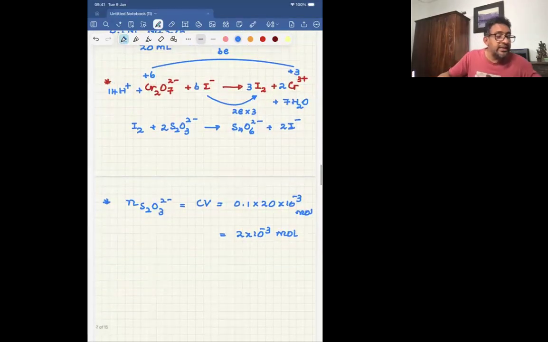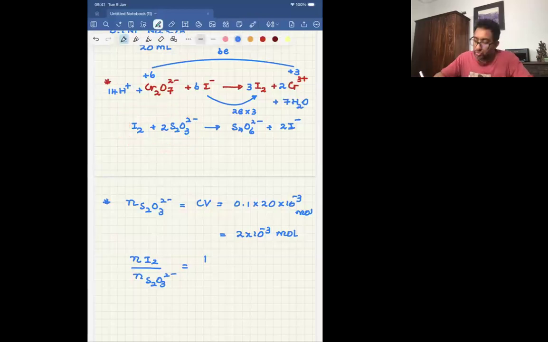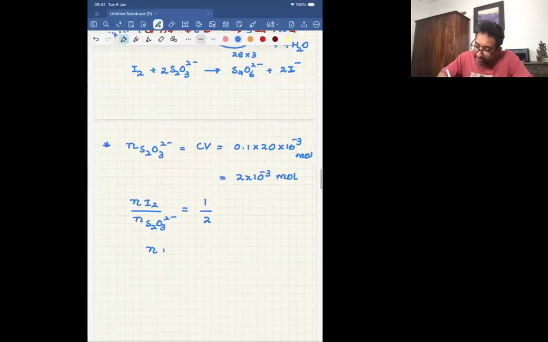Thiosulfate is this. And then they say, hence the number of moles of iodine titrated. You can see the ratio of the number of moles of iodine to the number of moles of thiosulfate, S2O3 2 minus. Iodine is 1, thiosulfate is 2. Look at the stoichiometry. It's just the ratio, 1 divided by 2. So the number of moles of iodine is equal to the number of moles of thiosulfate divided by 2, which is 1 times 10 to the power minus 3.